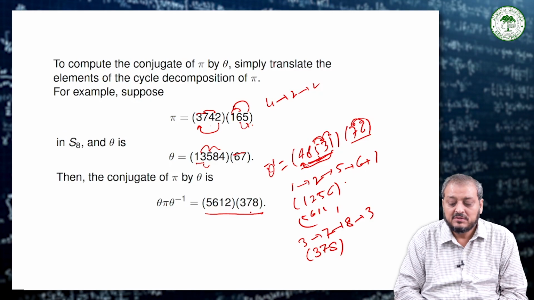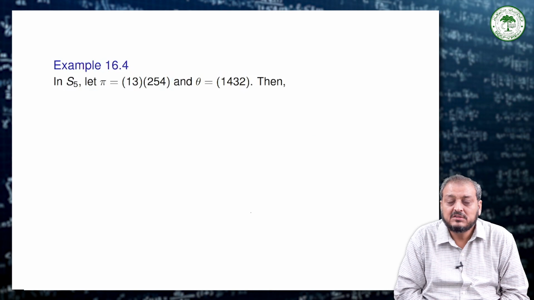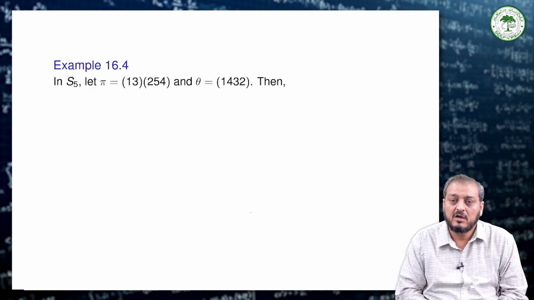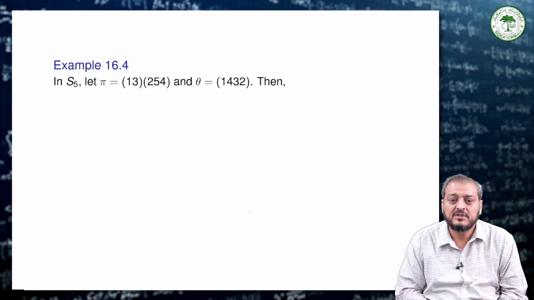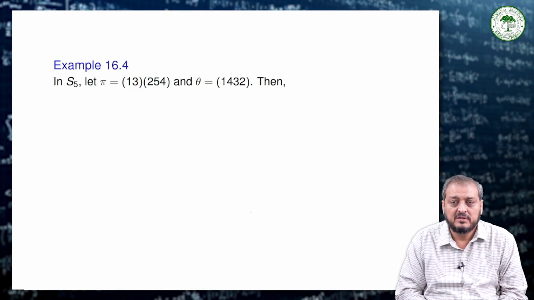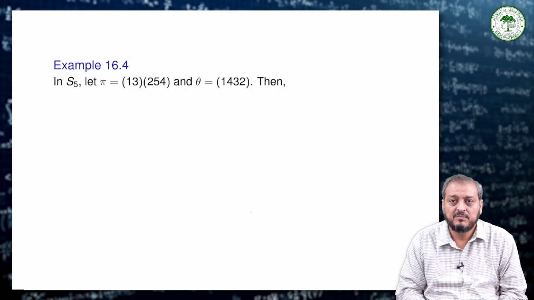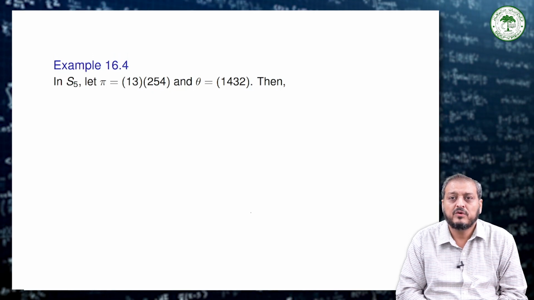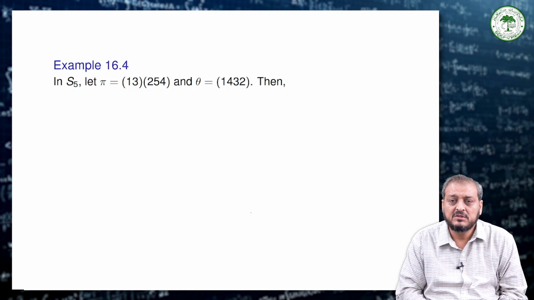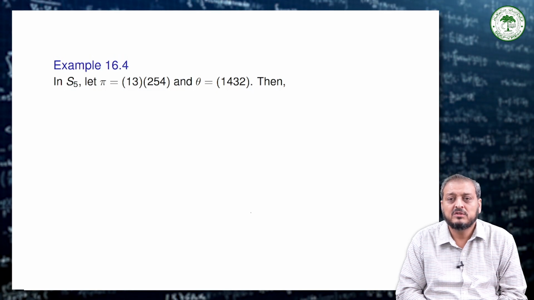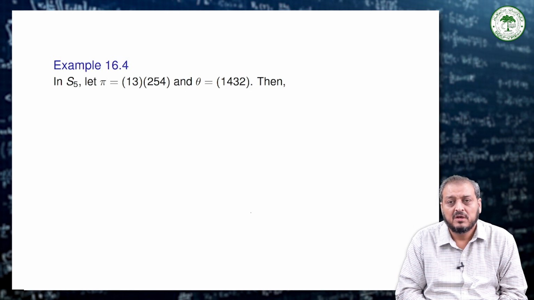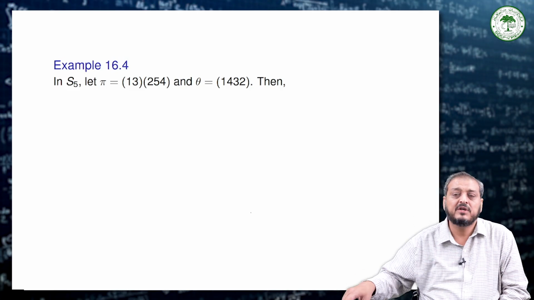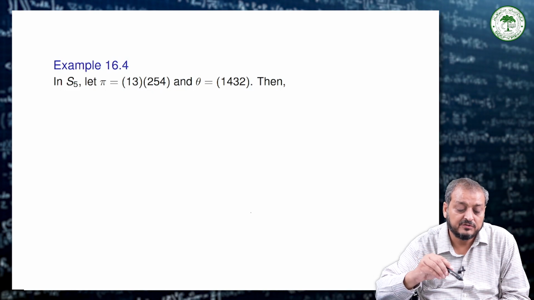My dear students, in the last class we discussed even and odd permutations and conjugacy of two permutations. In this class we will continue with some more examples of conjugacy of permutations, and then try to discuss some problems on this permutation topic. So let us begin with an example in S5.